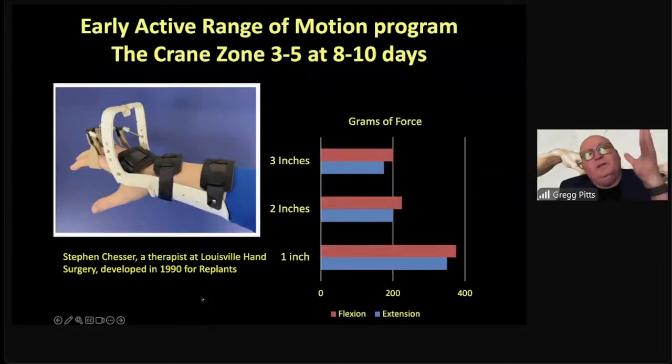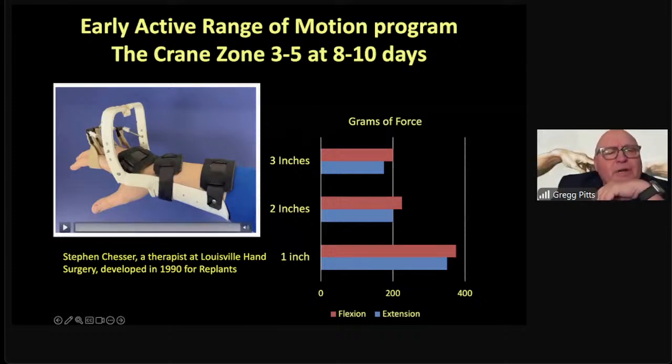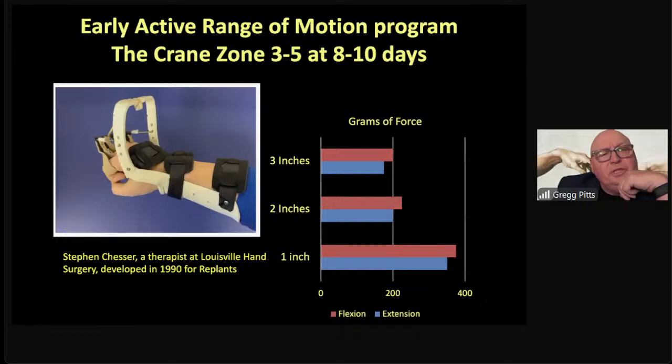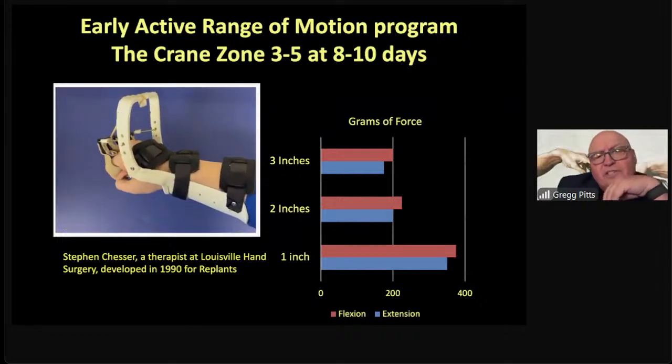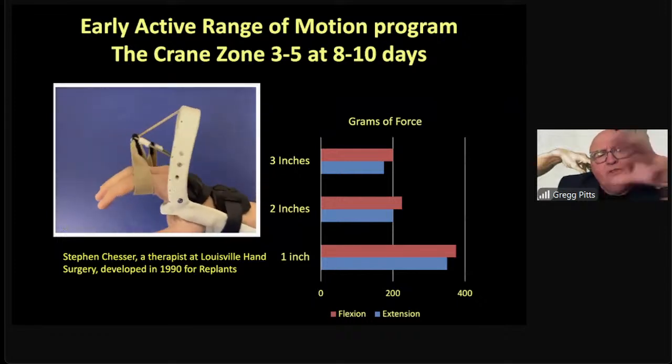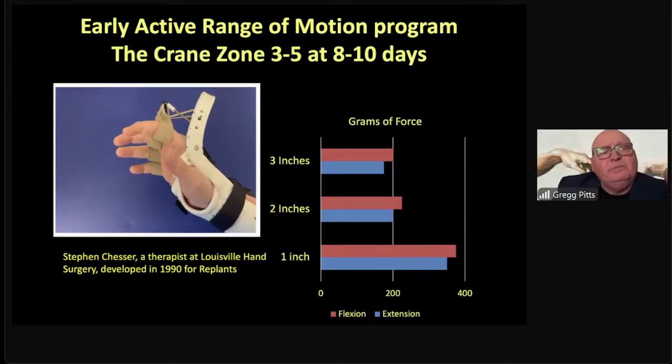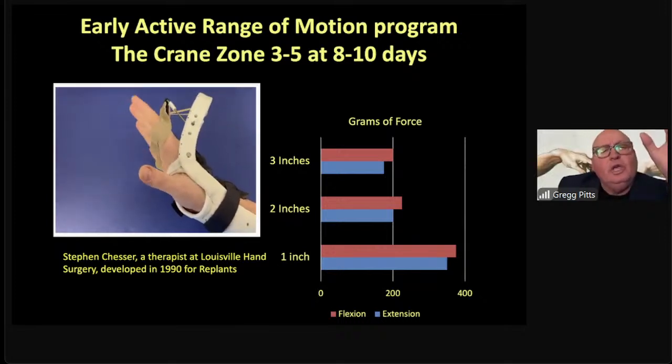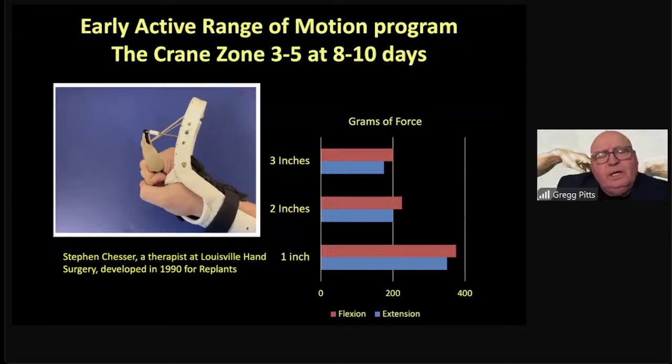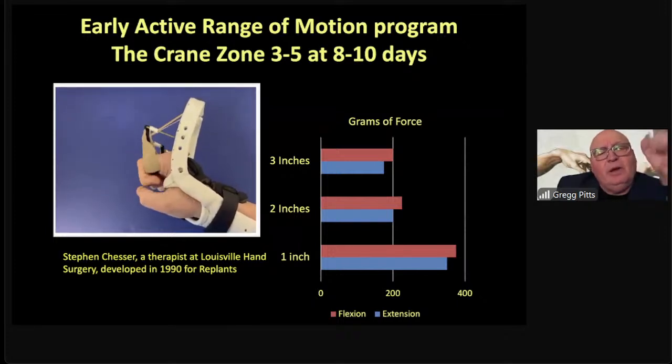I'm showing this because this is something we've been working on for a little while now, about 5 years. We have a cohort of about 40 plus patients, but it's a dynamic crane. This is for zone 3, 4s, and 5s, but it demonstrates the need for early motion. We start this at day 8 to 10, and they go through an active range of motion with the crane. The tension stays constant through the full active range of motion. You can facilitate range of motion, edema control, avoid tendon sticking and adhesions, and we get great results with this.